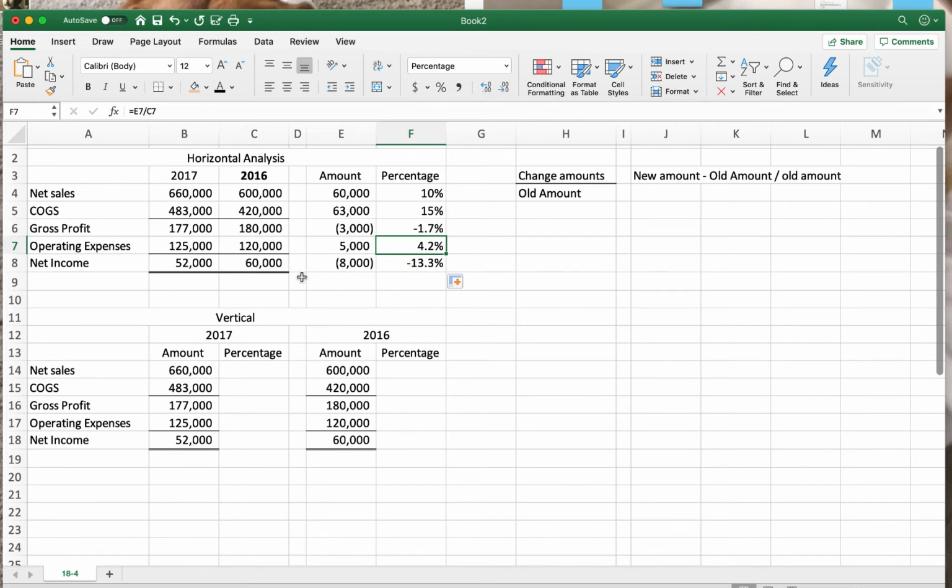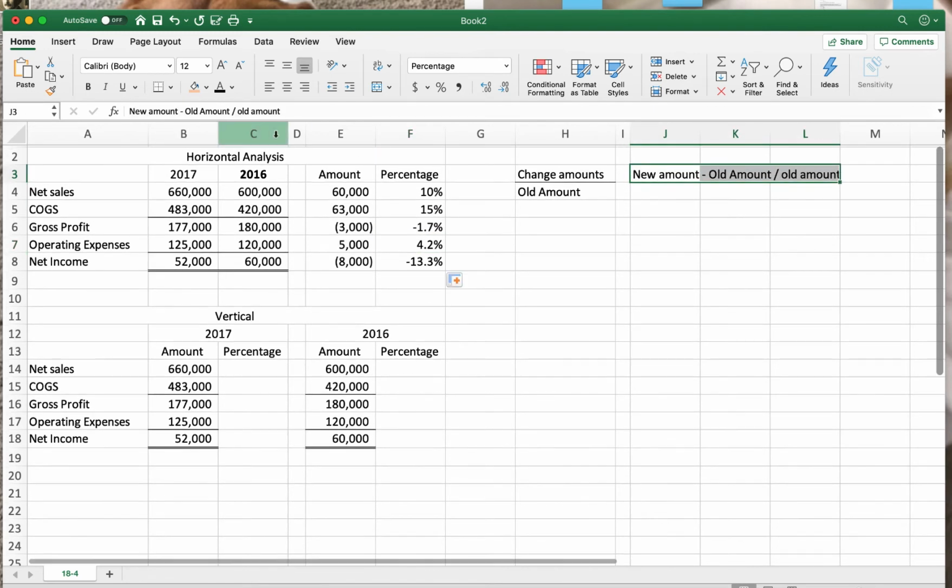So we could see here that, again, horizontally looking, using 2016 as my base year, our net income dropped $8,000 or 13.3% compared to last year, okay? That's horizontal analysis. Super easy as long as you remember how to calculate the numbers.